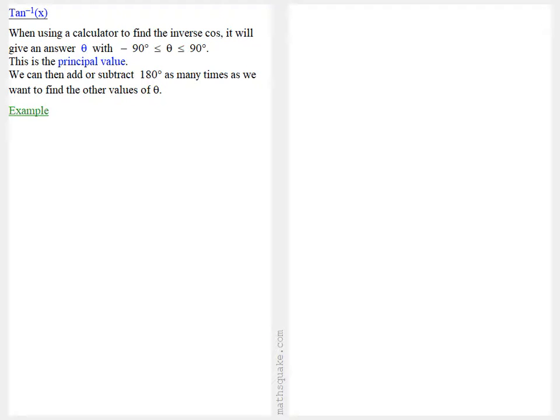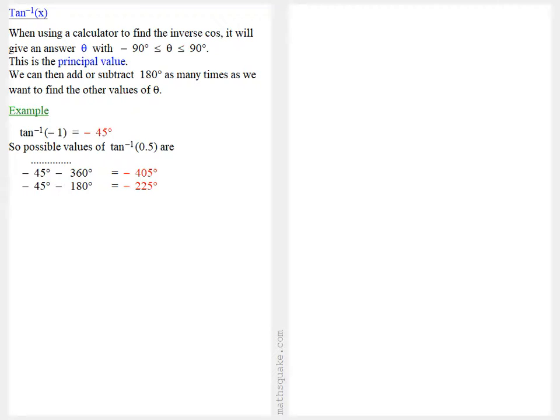So, for example, if we want to find the inverse tangent of minus 1, we can do that on a calculator, and that gives us minus 45 degrees. This is the principal value. All the other values are minus 45 degrees plus or minus any multiple of 180 degrees. And we can see some of those examples in the table below. These are 405, minus 225, minus 45, 135, 315, 675, and so on.